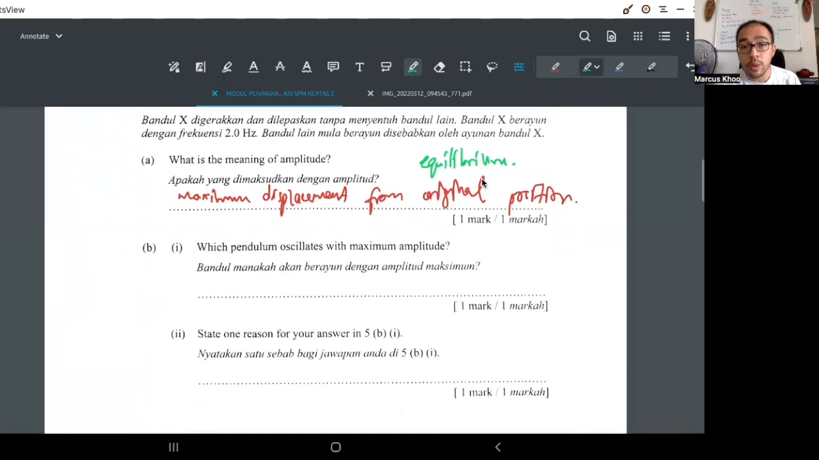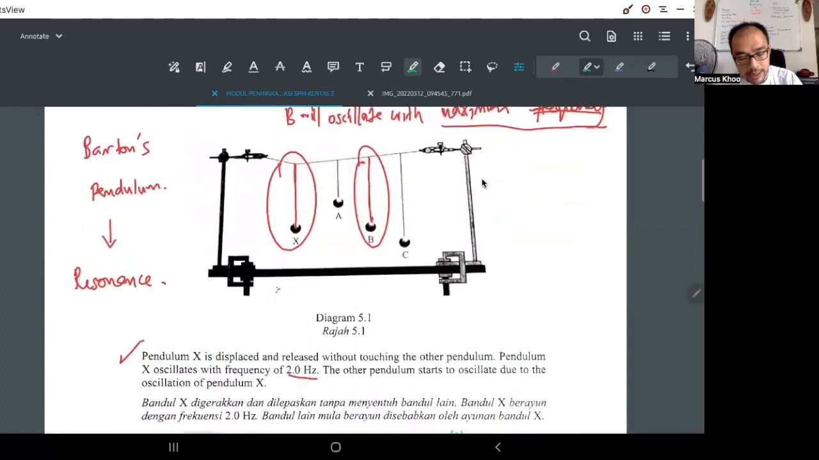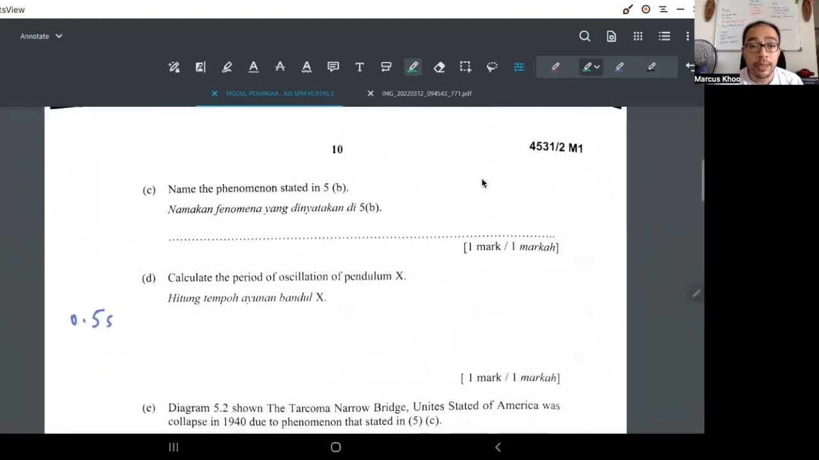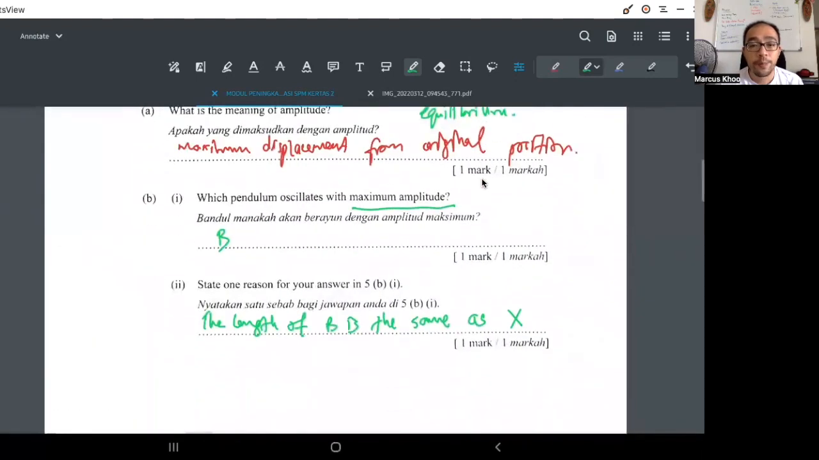Okay, so which pendulum will oscillate with the maximum amplitude? It will be B. Okay, state the reason. Then you can say the length of B is the same as X. So you can mention that. The length of B is the same as X. That is the easiest reason.